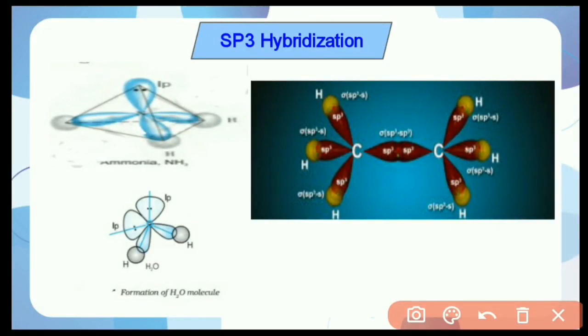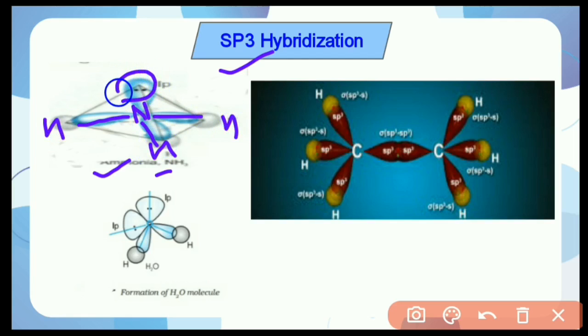Other examples of sp3 hybridization, for example, the NH3 molecule. In NH3, nitrogen is the central atom. Here nitrogen forms 3 bonds with hydrogen, and one lone pair of electrons is present. This is the non-bonded electrons, also called the lone pair. Therefore, because of the presence of the lone pair, its regular geometry is distorted and the geometry becomes pyramidal.